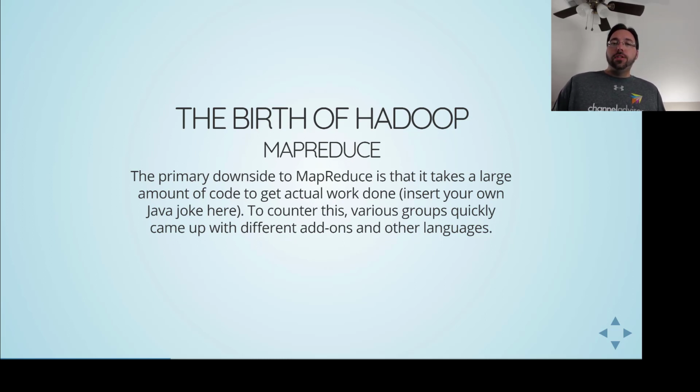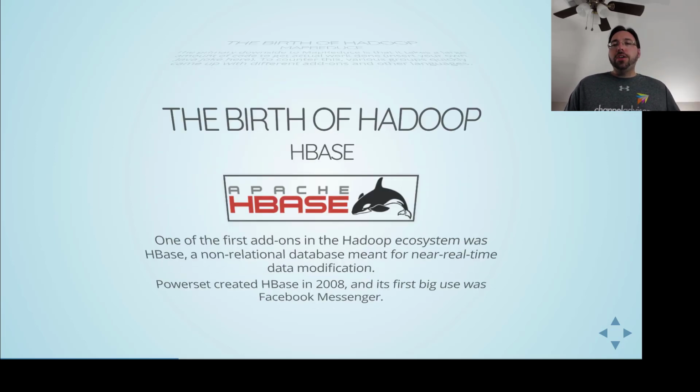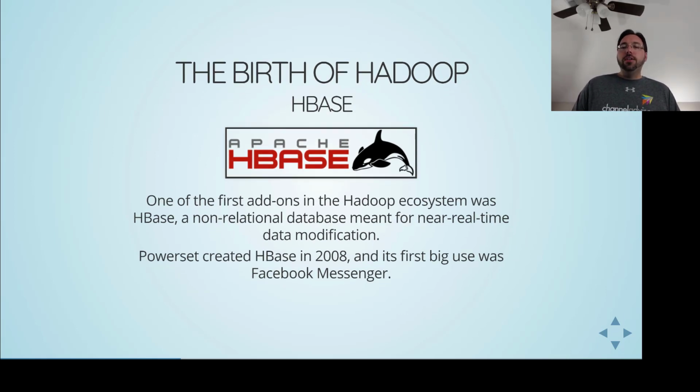So that's MapReduce. The primary downside to MapReduce is that it takes a lot of code to get any work done. So if I write a Java equivalent of a join in MapReduce, that is about 1.5 pages of Java. That's a lot of Java to understand, just to do a simple join. Very quickly, other organizations realized that Java may not be the best final language to write Hadoop ecosystem products in, and they put extra languages on top of Java to work.